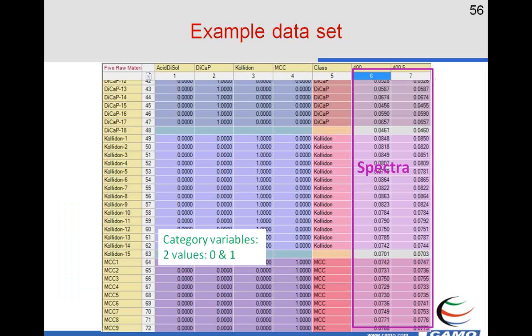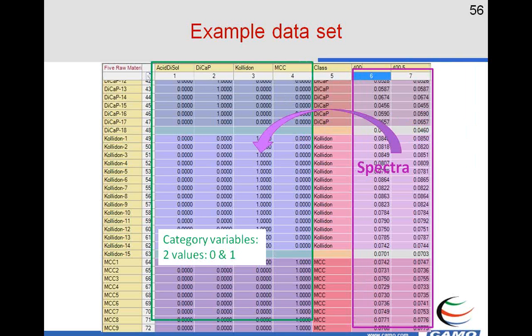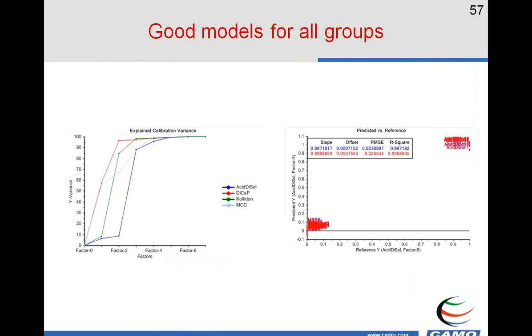So if we take again our example, we have then 4 different category variables coded into 0 and 1. So after 5 components, we have a very good model for all the different groups. So we can use that for the number of components. And here we have the model AciDiSol, and as you see, all the samples that are AciDiSol will get a value very close to 1, and all the rest a value close to 0.